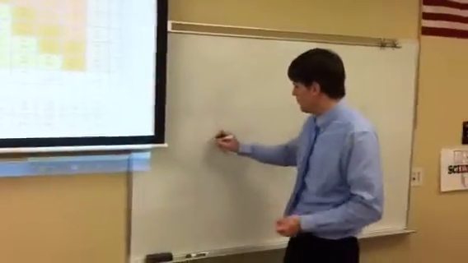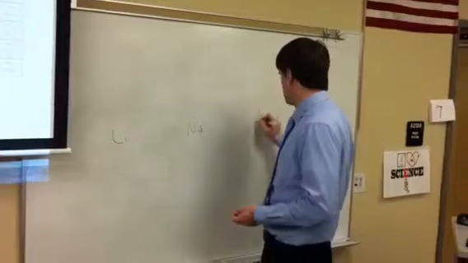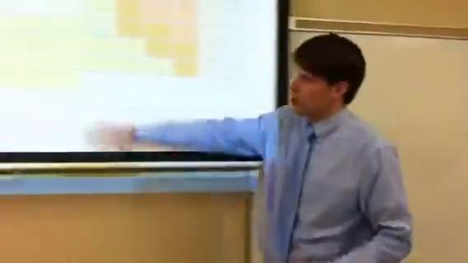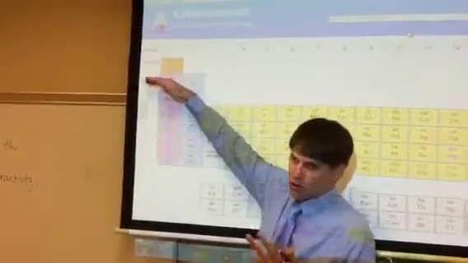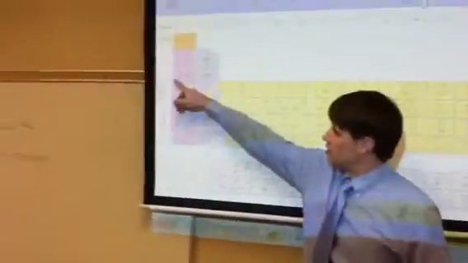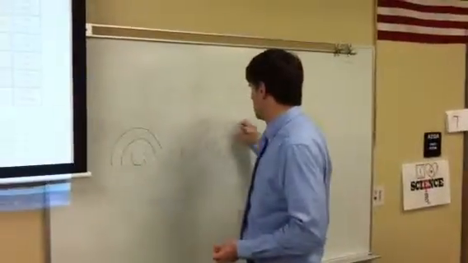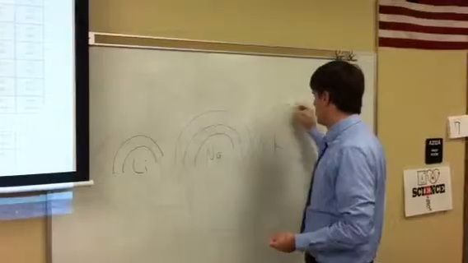So if you look at the Bohr model for lithium, then we also have sodium and potassium. Each one has different shells. So how many shells does lithium have? It has 2. So we draw 2 shells. Sodium has 3 shells, and potassium has 4. 2, 3, 4.